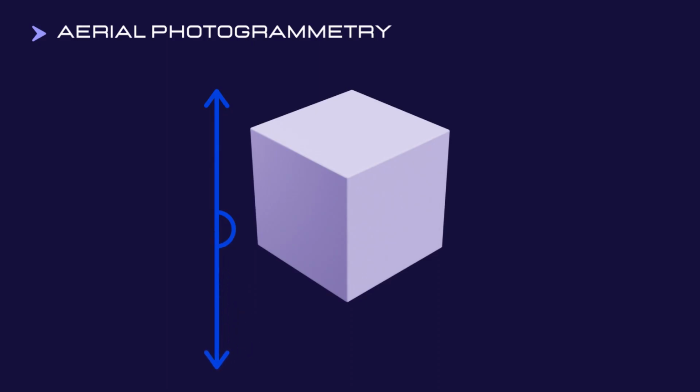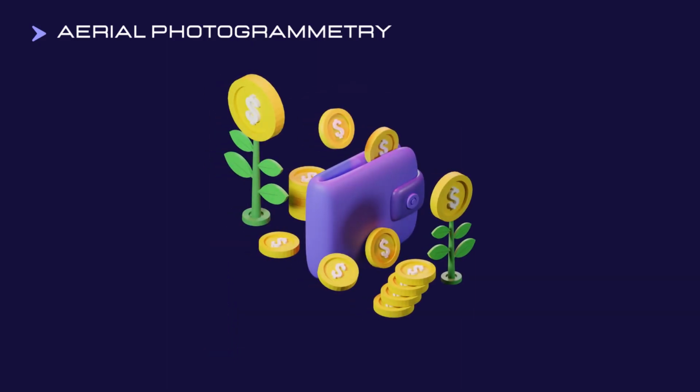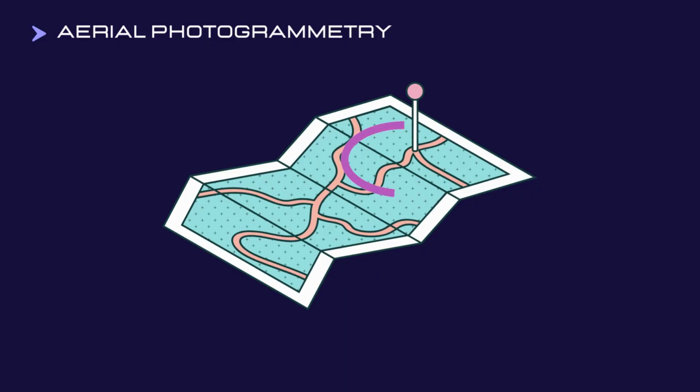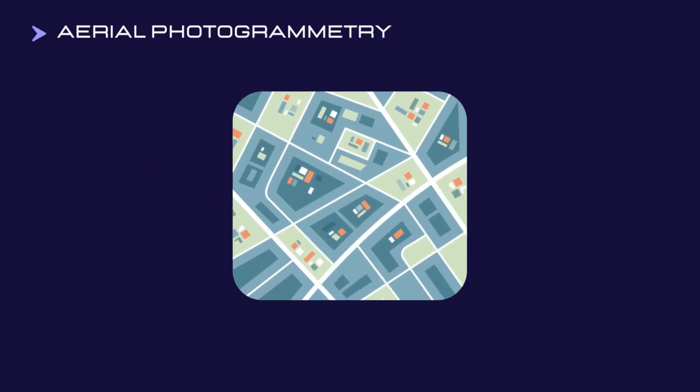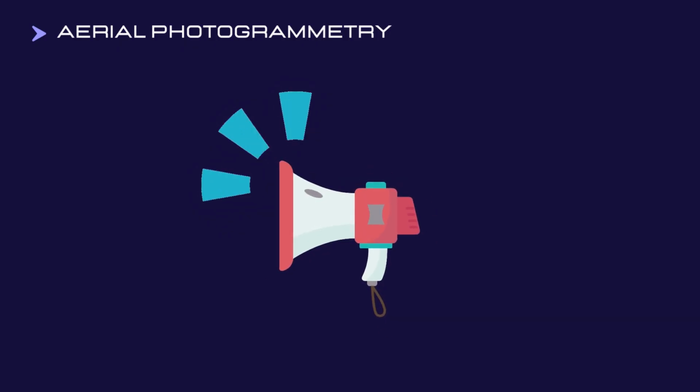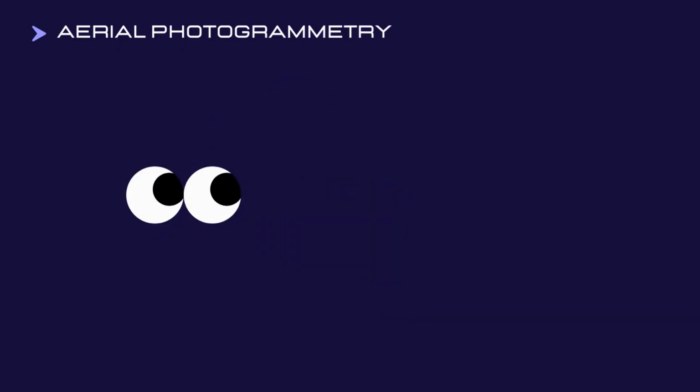It is a more economical method than LiDAR because it does not require specialized sensors. A drone equipped with a camera is enough. This allows for the rapid mapping of large areas and obtaining orthophotos as well as digital surface models. But be careful, unlike LiDAR, photogrammetry does not allow you to see through vegetation.